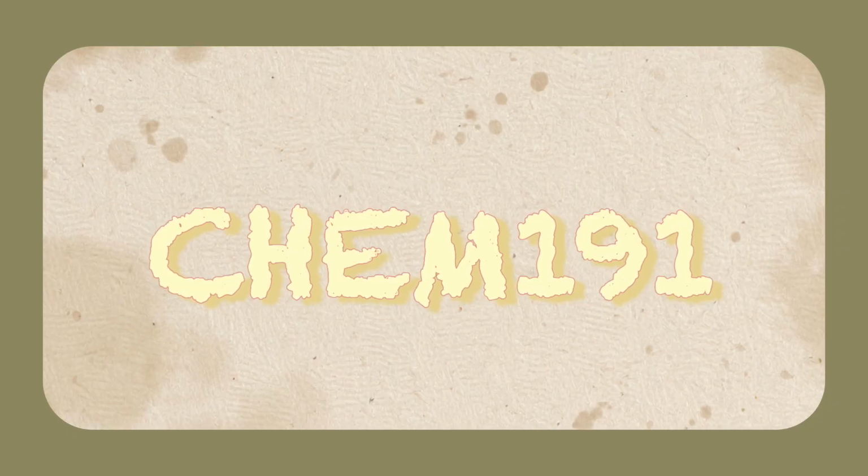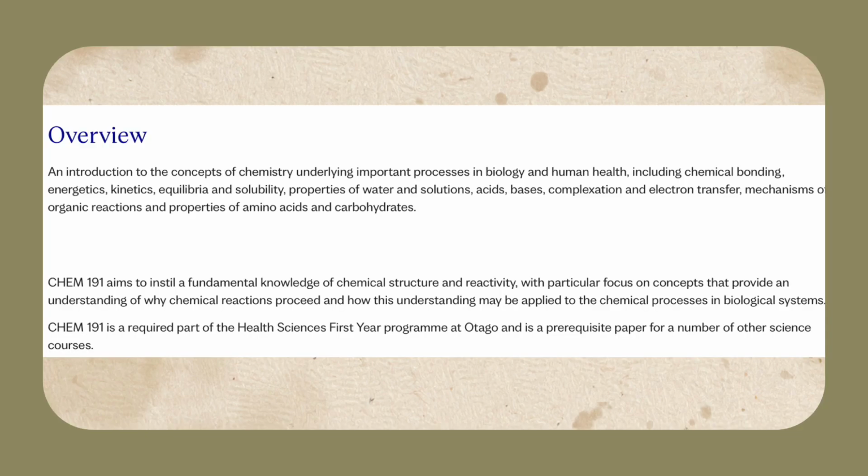The next paper that I'm going to tell you guys about is Chem 191, which is the chemical basis of biology and human health paper. Chem 191 is an introduction to the concepts of chemistry underlying important processes in biology and human health. I know this sounds like a lot, but a lot of this is just stuff that you've learned in level 2 and level 3 chemistry.